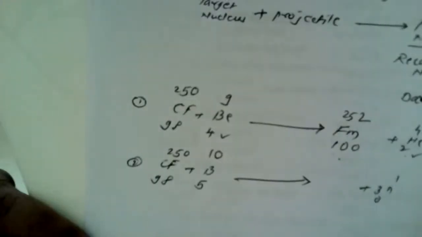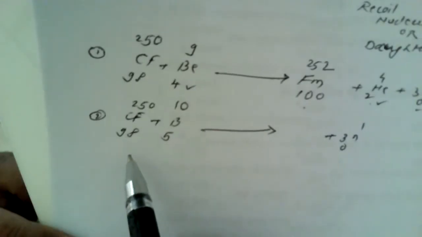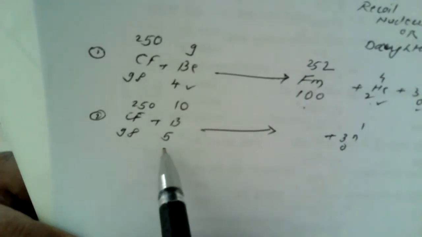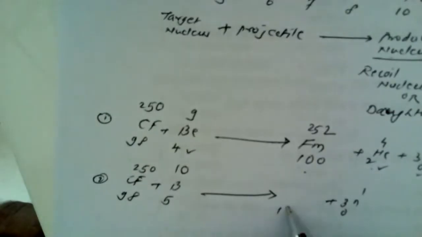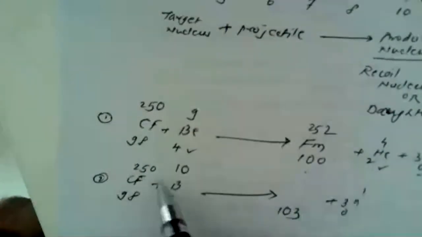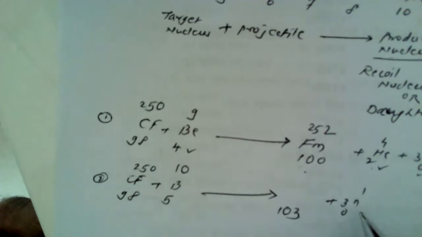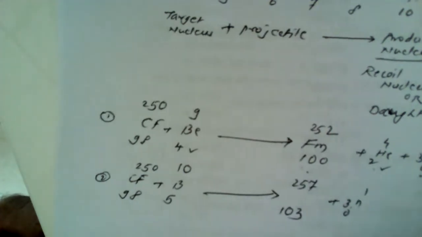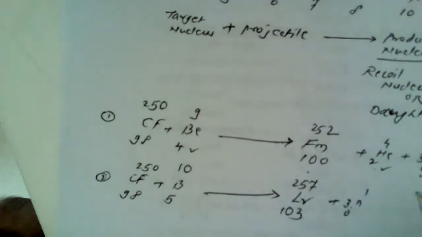When such a reaction is there, we have to first of all add up the atomic numbers. 98 plus 5 is 103. 250 plus 10 is 260, minus 3 is 257. Atomic number 103 is of lawrencium.